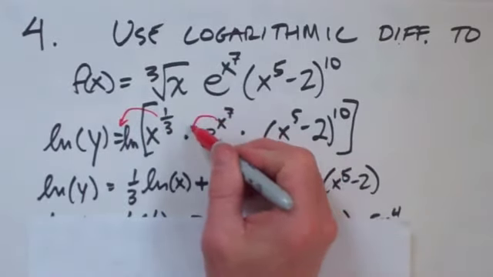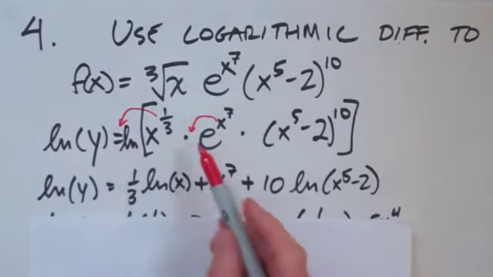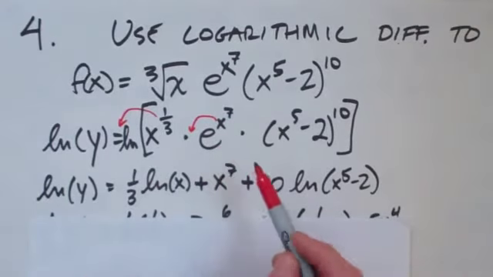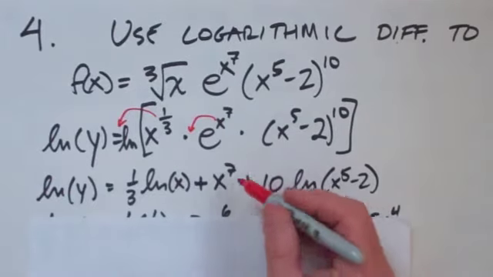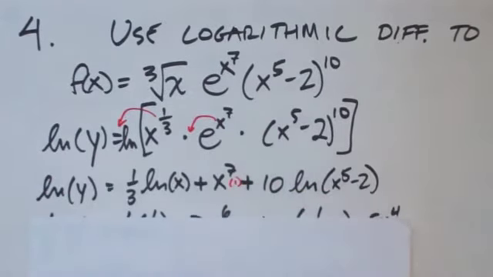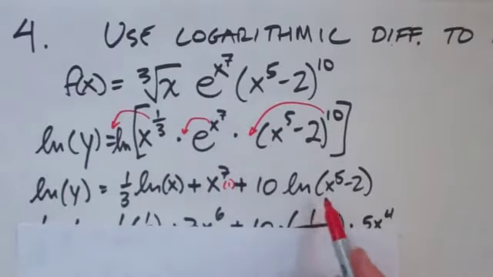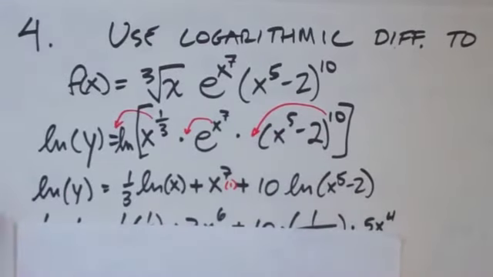Well, when this comes out front, and I'm taking the log of e to something, poof, the natural log of e is 1, and so you'll see there's no log there. It's just turned into 1. Then I bring this out front, so it's 10 ln of that x to the 5th minus 2.